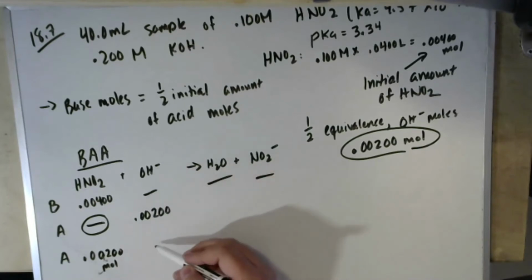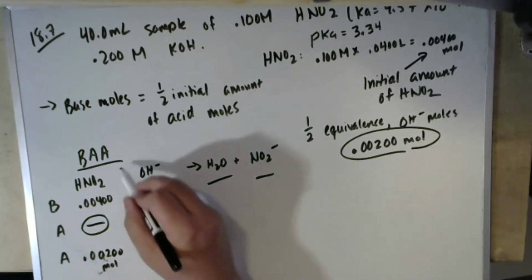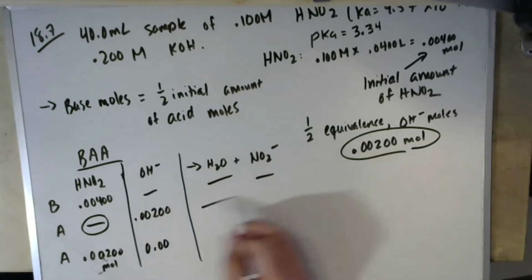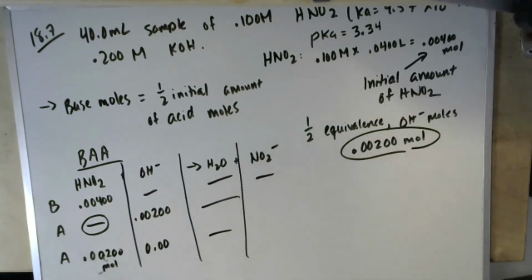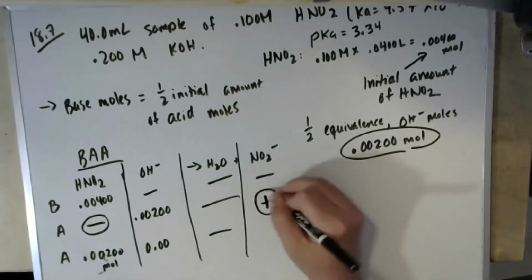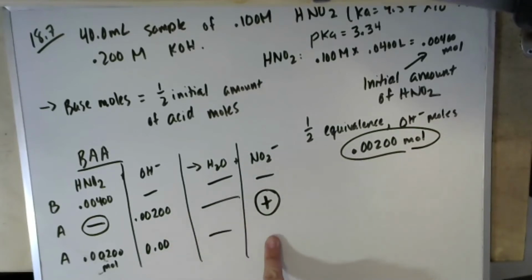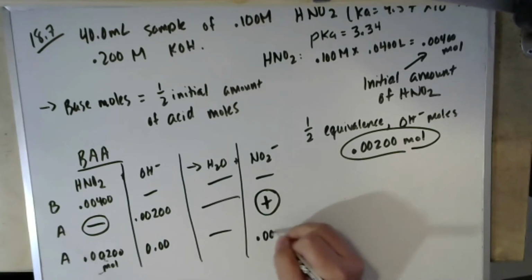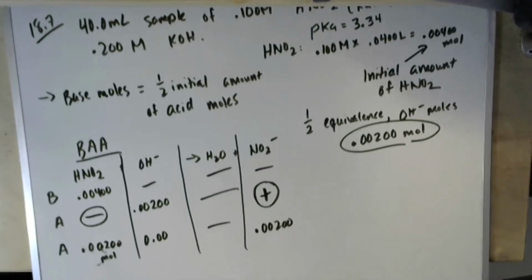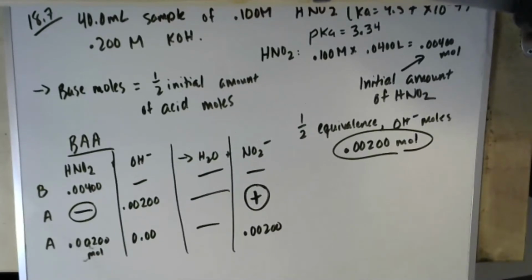We're going to use up all of our hydroxide ion. There won't be any of that left over. Water we don't have to worry about. And as we are using up our HNO2, we're going to be creating the conjugate base. So we're going to be creating this much of our conjugate. Now what I want you to notice here is that this mole value of your weak acid is the same as the mole value of your weak base.